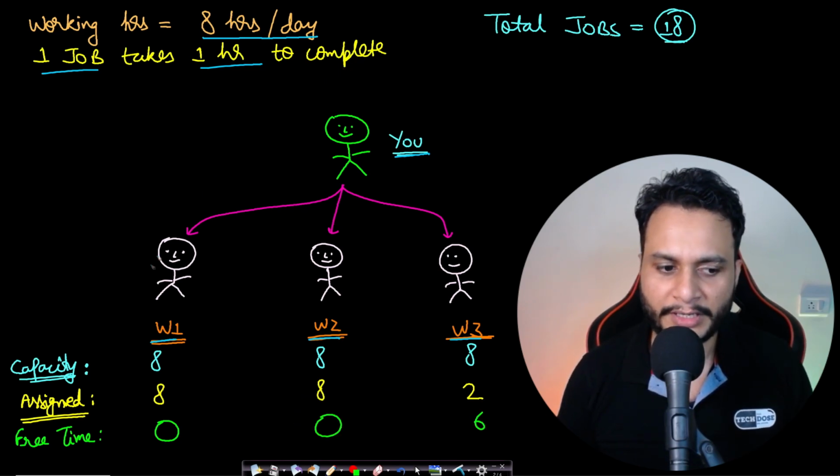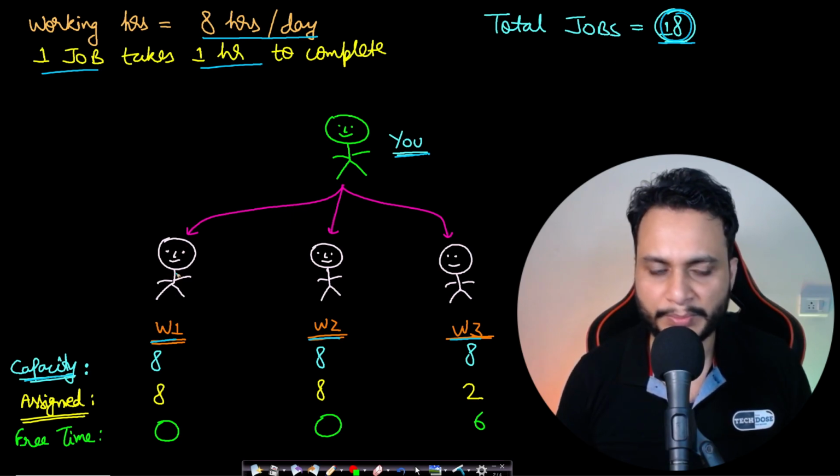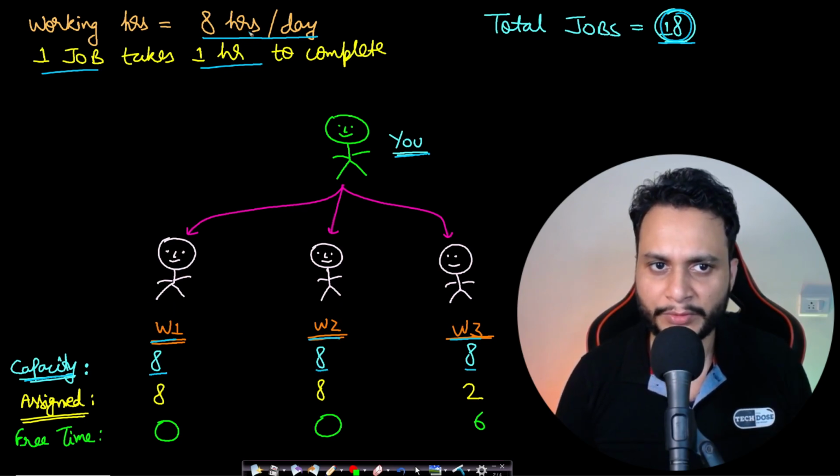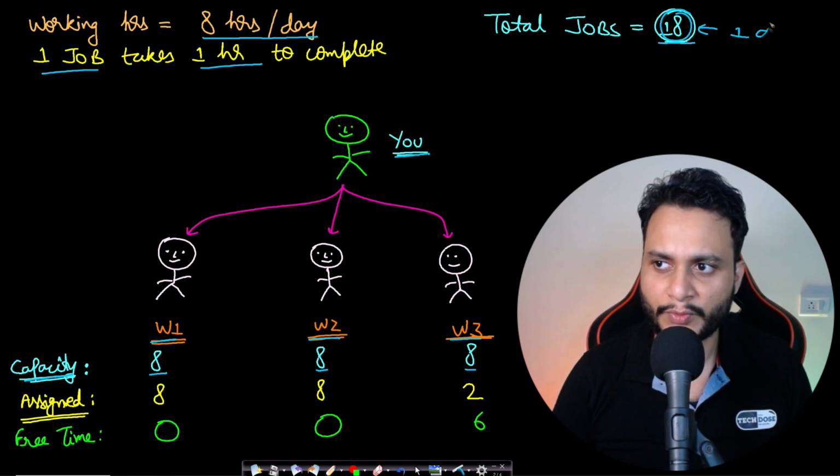Now in that kind of scenario, let's say that the total number of jobs you need to get done is 18. You have 18 jobs, okay? And the capacity of each person per day is 8 for worker 1, 8 for worker 2 and 8 for worker 3, as 8 hours per day are the working hours and everyone has equal efficiency. Let's say that you want to get this job done in just one day, okay?